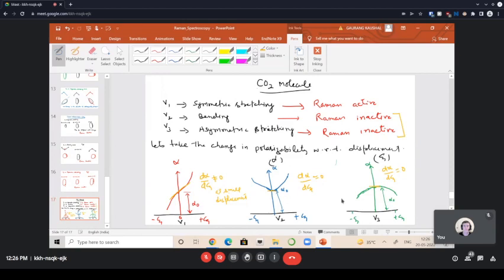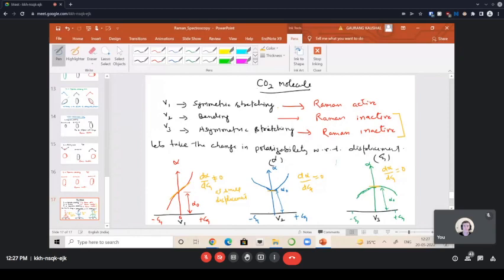Whereas in the first case, slightly changing the displacement coordinate gives a significant change in the polarizability ellipsoid, or in other words, a significant change in the polarizability at the small displacement. So we can conclude that the symmetric stretching mode of the CO2 molecule is Raman active. This is different from the H2O molecule. In H2O molecule, all the three modes are found to be Raman active.